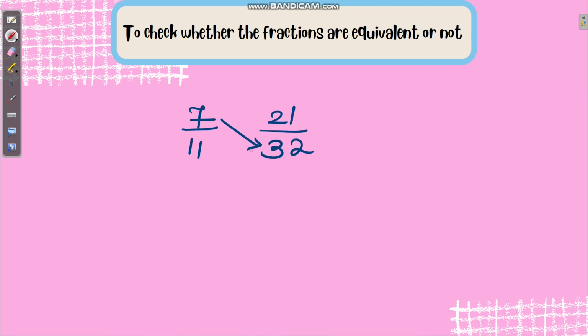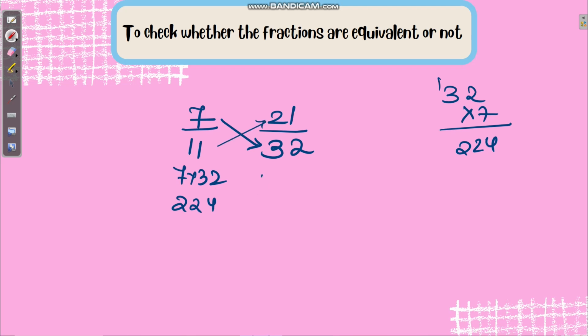Let's multiply 7 into 32. So I'll first write over here 7 into 32. Let's multiply that. So 224 is the answer that I'm getting on the left hand side. If I multiply 11 into 21, so I should get 231 as the answer. Both the answers are different. That's why 7 upon 11 is not equal to 21. Sorry, it's 21 upon 32.